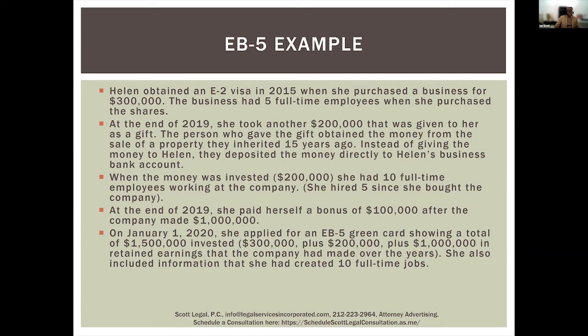So the first issue is that Helen, with the $300,000, bought a business from someone, right? So that $300,000 doesn't count towards the EB-5 at all, right? Not at all.